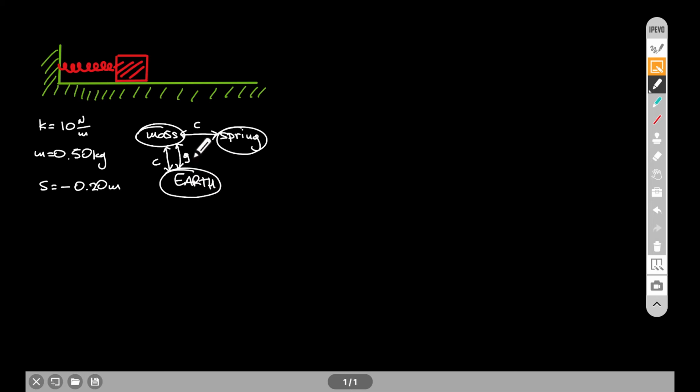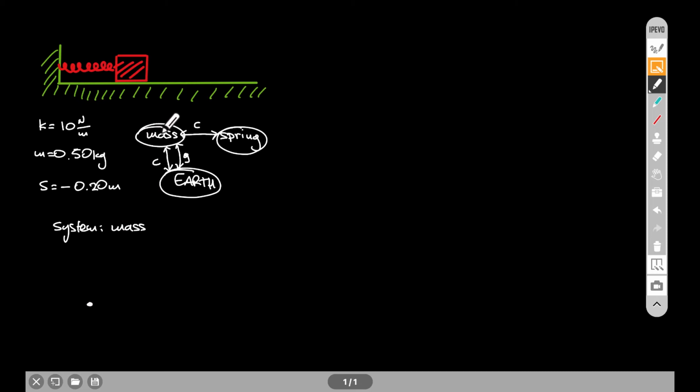Now, I've done the system schema. Now I will move on and work with the force diagram. I will show you the force diagram if I'm working with Newton's second law. In that case, as the system, I will use just the mass for Newton's second law. And then the force diagram would look the following.